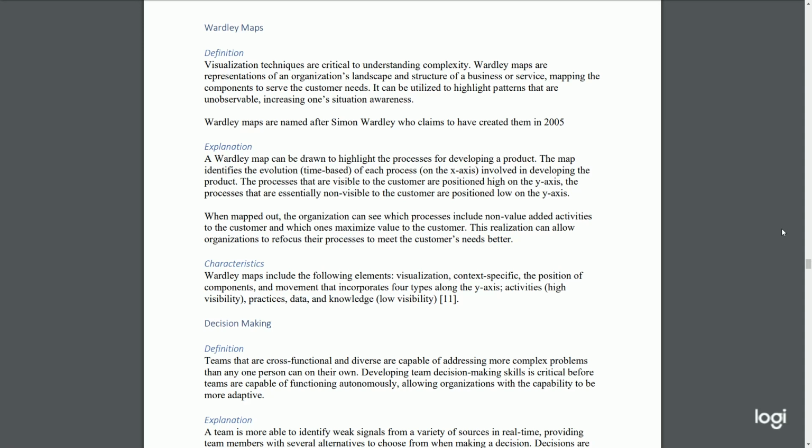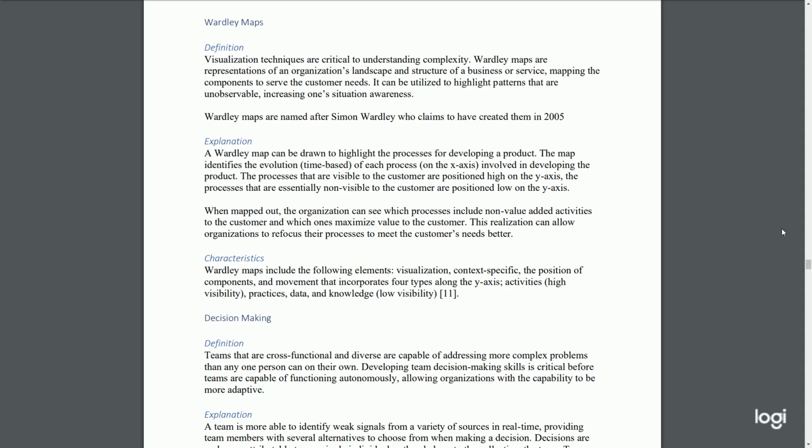Definition. Teams that are cross-functional and diverse are capable of addressing more complex problems than any one person can of their own. Developing team decision-making skills is critical before teams are capable of functioning autonomously, allowing organizations with the capability to be more adaptive. Explanation.